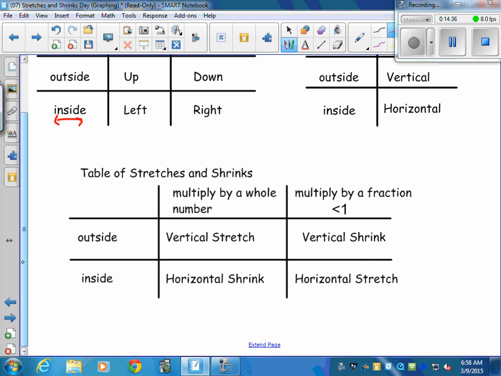And then the last piece that we have is our stretches and shrinks. You know, remembering that when we're multiplying by a whole number, outside is a vertical stretch, inside we have to do the opposite, so it's a horizontal shrink. And then when we multiply by a fraction, outside is a vertical shrink. Inside, doing the opposite, flipping it to the reciprocal, is a horizontal stretch.